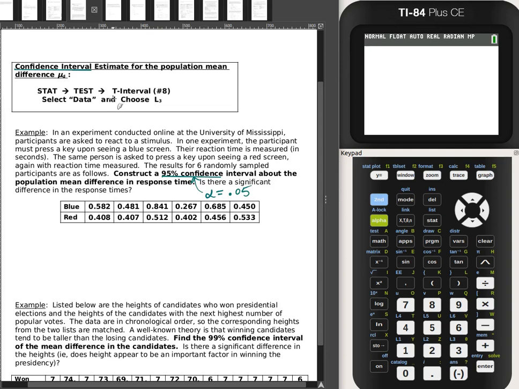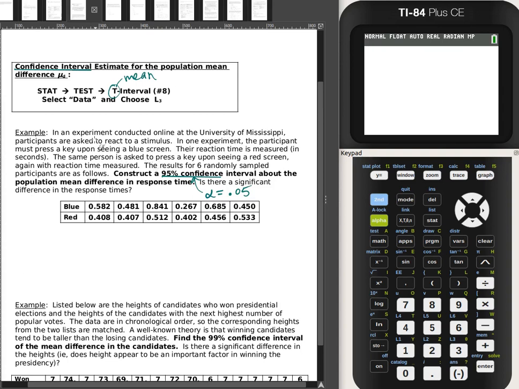So instead of doing the t-test, we're still interested in t because t always corresponds to the mean, and we're still talking about the mean, so we definitely want to find something that talks about t. But instead of the t-test, we're going to be using a confidence interval, so we want t-interval. I hope it all makes sense so far.